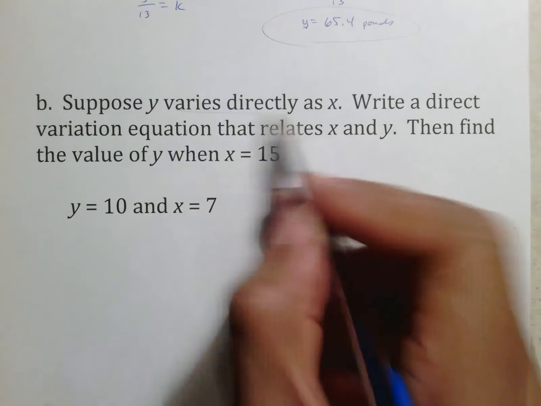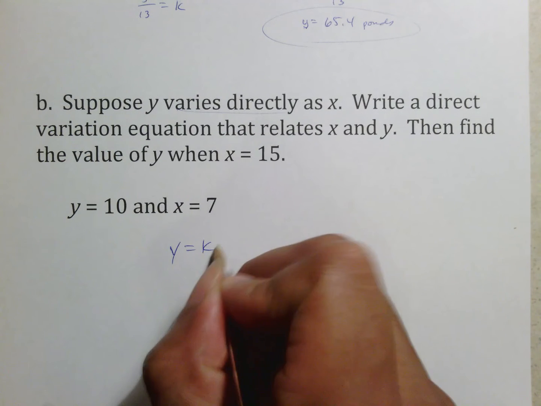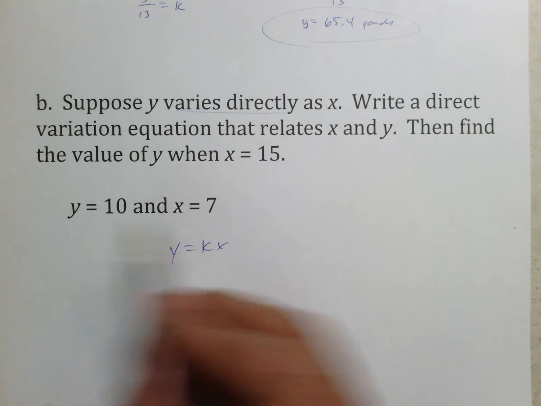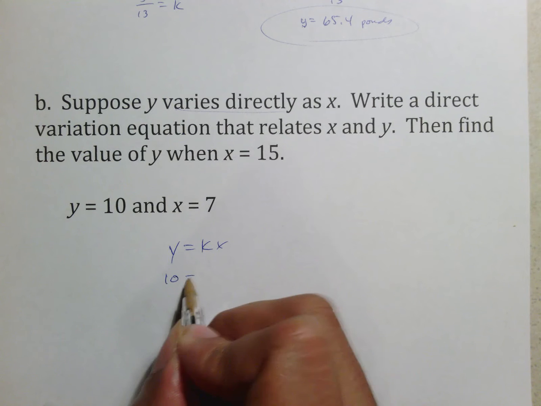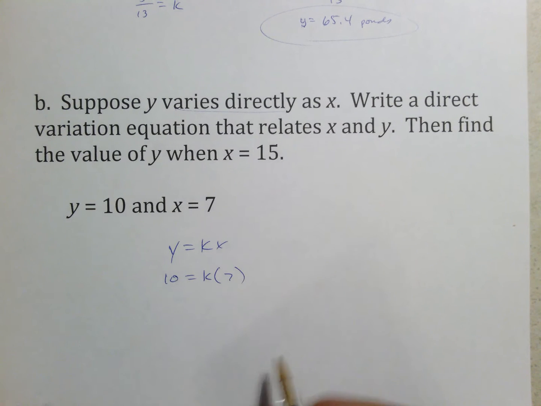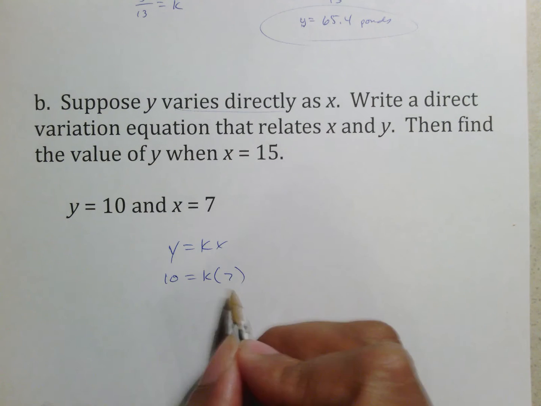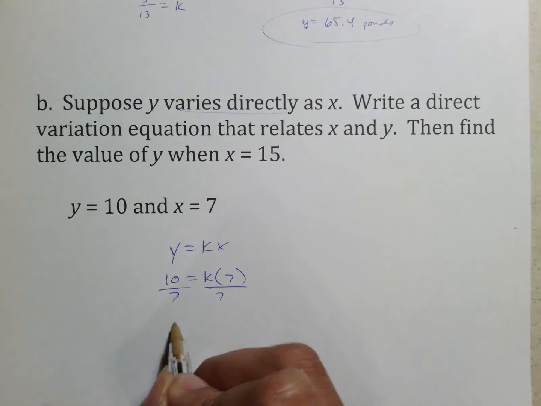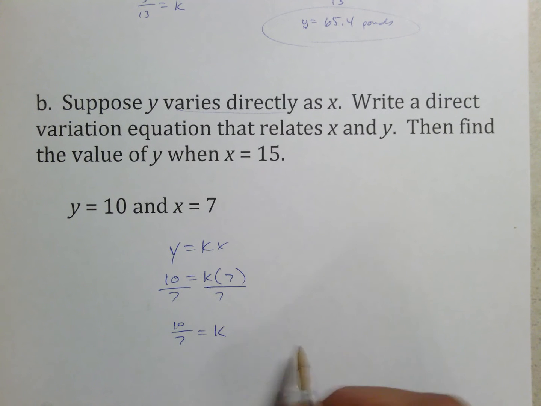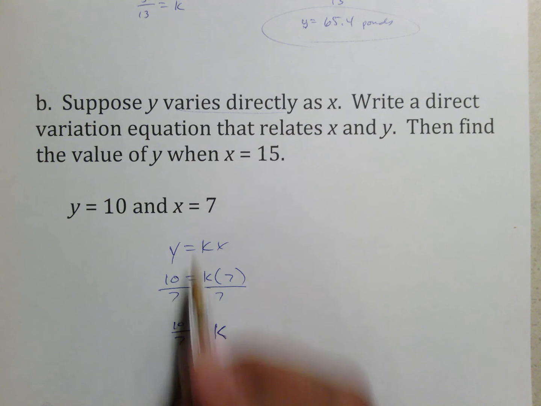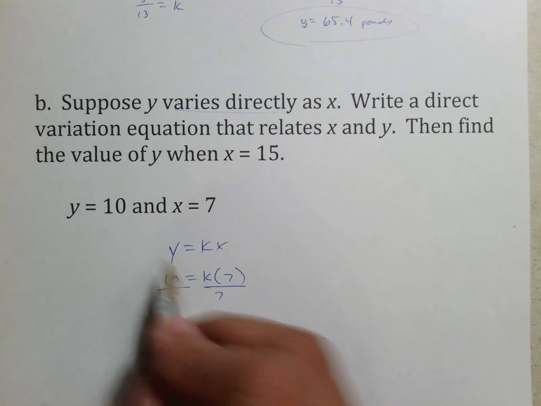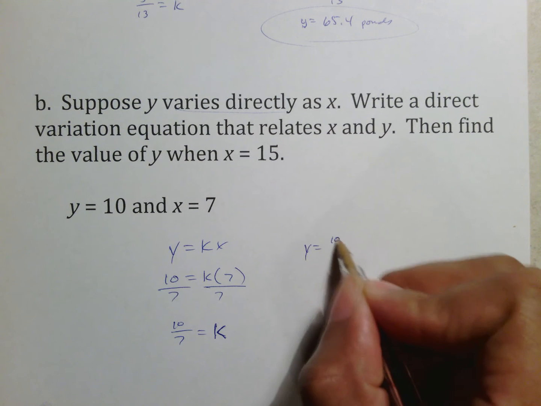Again, once you see varies directly, you write your formula, y equals kx. You use this information to plug it in, which means that 10 is equal to k times 7. Again, if I want k by itself, I divide by 7. The algebra is not tough. You just have to make sure that you understand the process and the steps. Now that I have k, this is job number 1, I now rewrite the formula with k substituted.